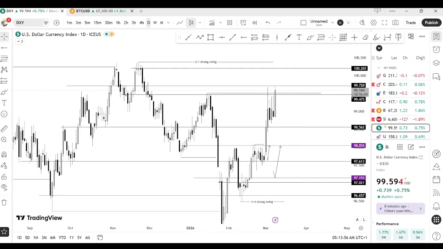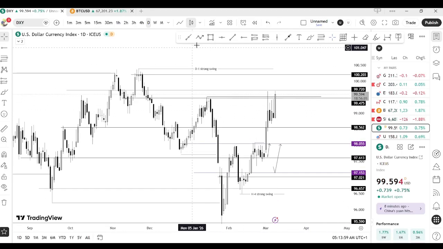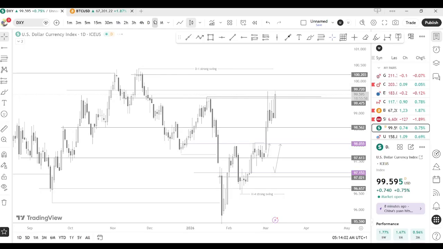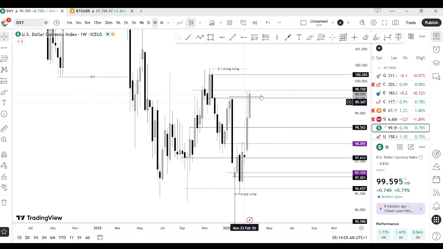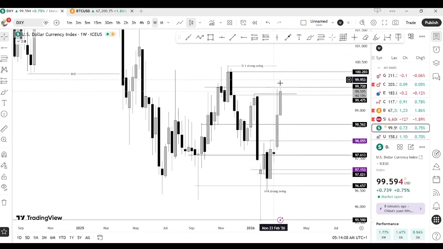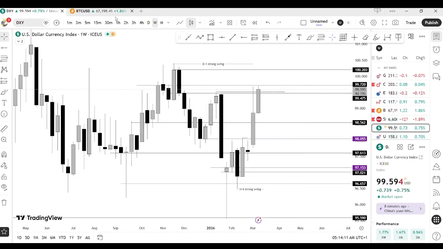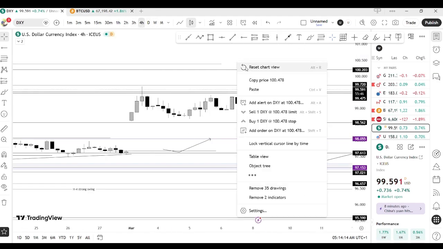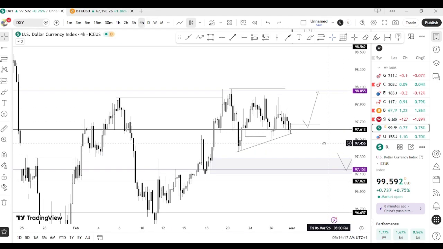So I don't need to explain much. I already told you guys why we go for the DXY first at the beginning of our market outlook, and also why we must go to the weekly time frame every week. Maybe we should start with this. So this was our expectation last week.